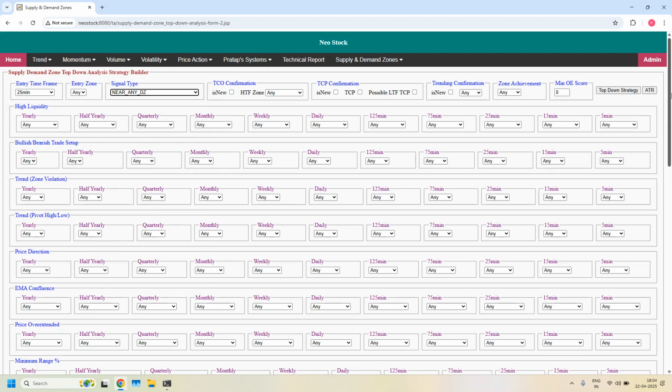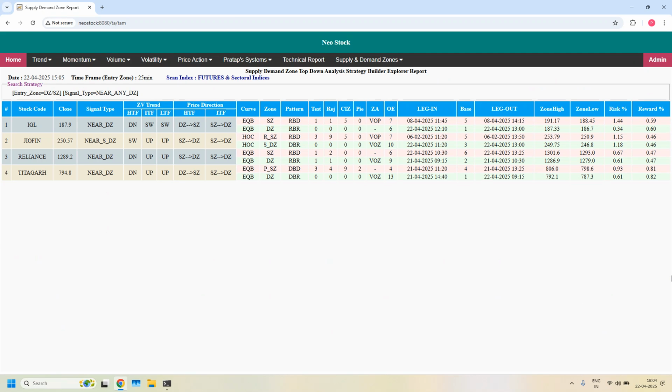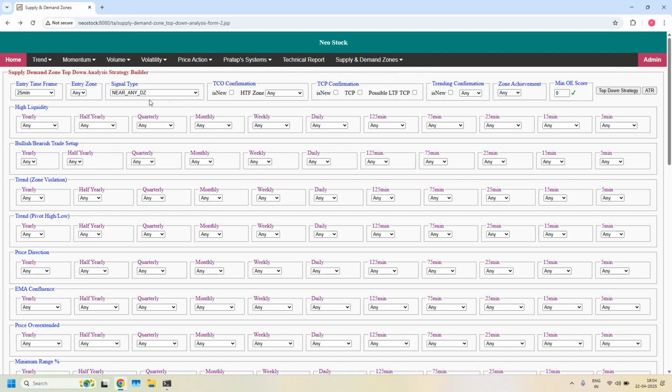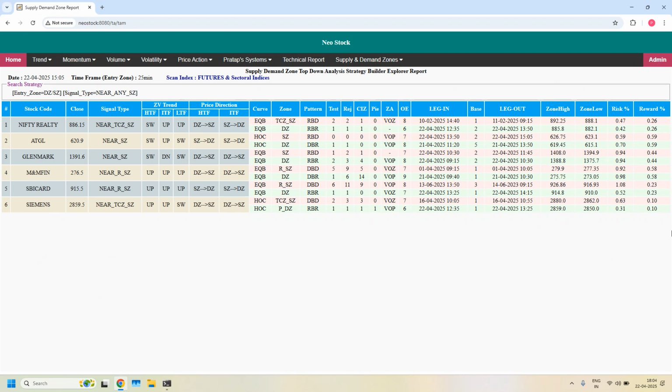And the next time frame is 25 minutes. Stocks near 25-minute demand zone: we got 4 stocks. Next, stocks near 25-minute supply zone: we got 6 stocks.